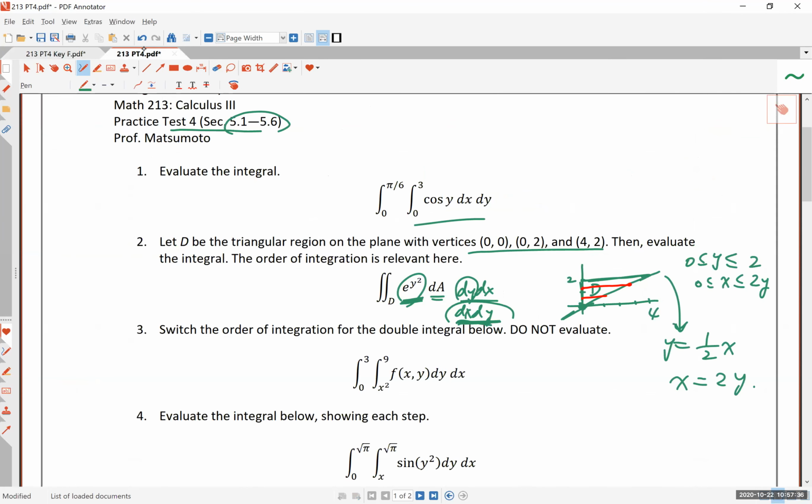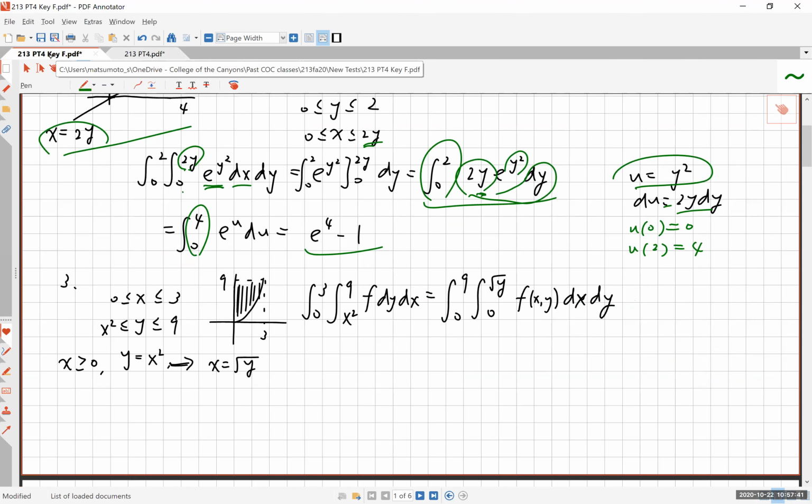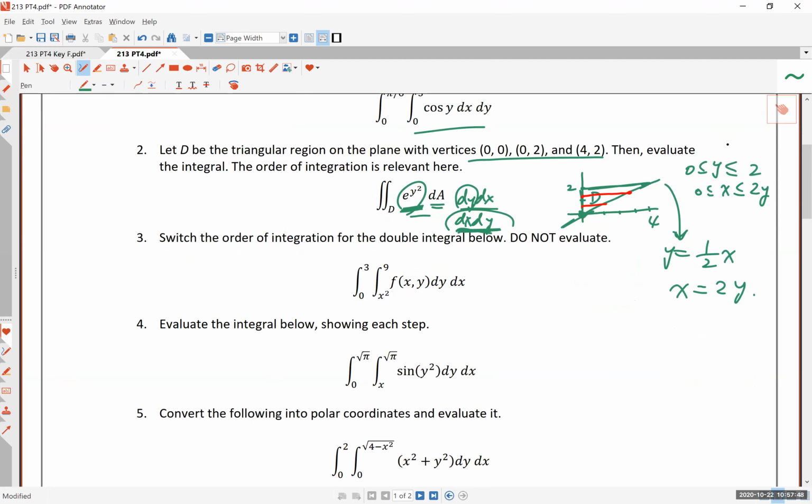All right, let's look at number 3. By the way, you notice here, if you try to do this in the order dy dx, you get stuck in the very first step. Okay, so sometimes it's required that you switch the order of integration. Number 3, switch the order of integration for the double integral below. Do not evaluate. I have a little suggestion for you. If I say do not evaluate on your exam, please do not evaluate. Your time is very precious. And the reason I say do not evaluate is probably because it becomes really, really messy.